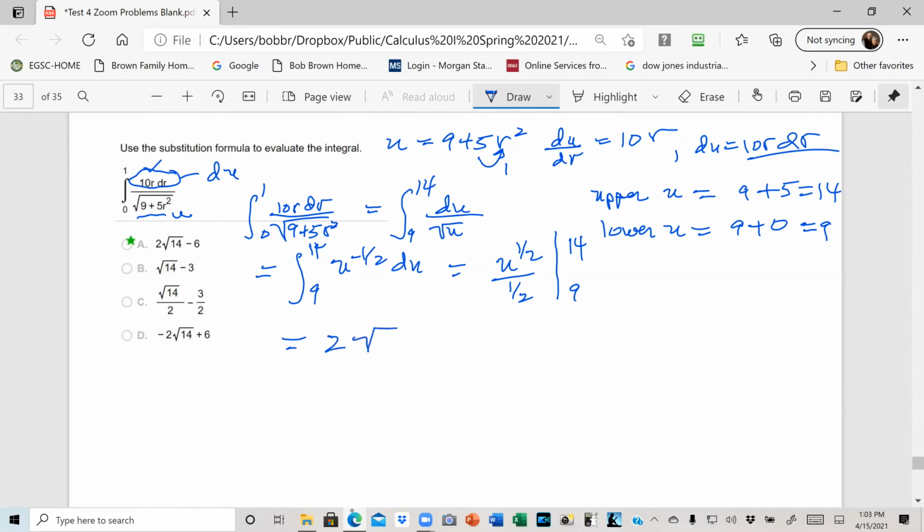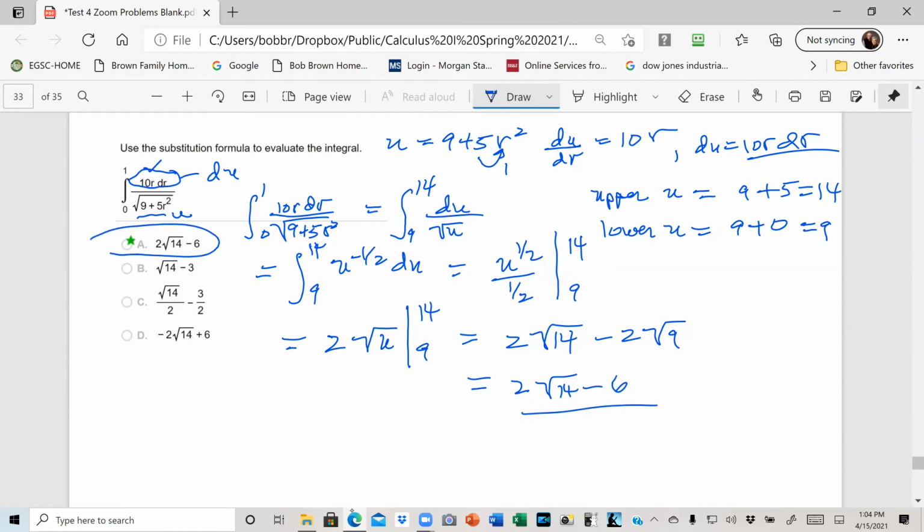And notice this is 2 square roots of u from 9 to 14, which is equal to 2 square roots of 14 minus 2 square roots of 9, which is 2 square roots of 14. The square root of 9 is 3, so this is going to be minus 6. So the answer is A here.